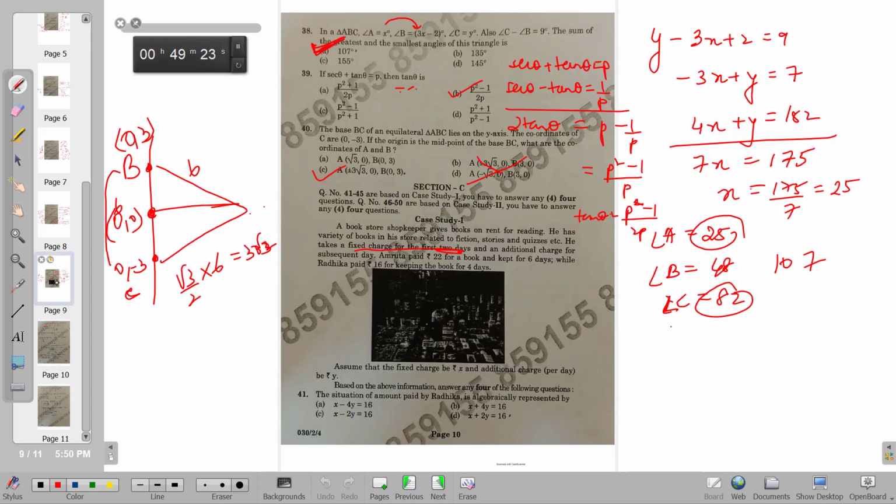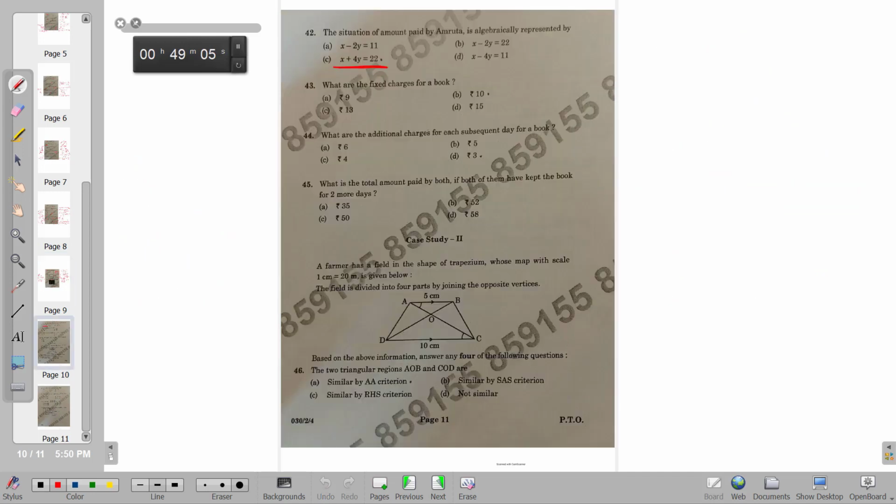Let me check whether the other, oh, 1 second. 41. Paid by Radhika. Radhika is the second case. Kept the book for 4 days. Kept the book for 4 days means X plus 2Y is 16. X plus 2Y is 16 is this one. And the next page's one was what I mentioned first for Amrita. What are the fixed charges for a book?